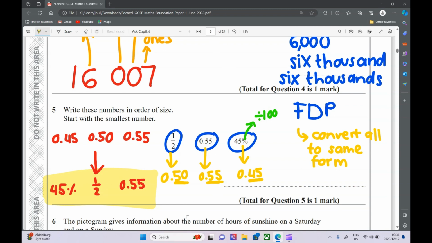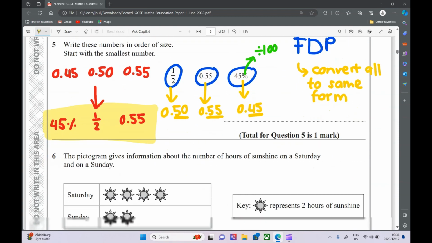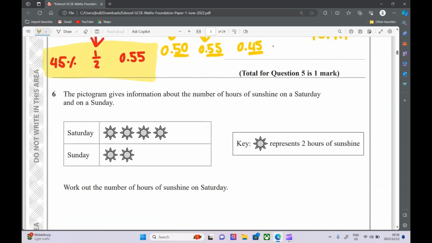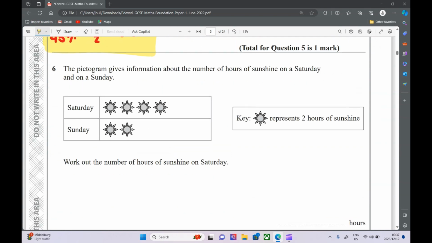Question 6, we have the pictogram gives information. The pictogram gives information about the number of hours of sunshine on a Saturday and a Sunday. We want to know how many hours of sunshine they were on a Saturday. So with a pictogram, what we first got to do is look at our key. So they say every sun represents 2 hours. So what I would do is I'd go on to Saturday and I'd say, okay, this sun is 2 hours.